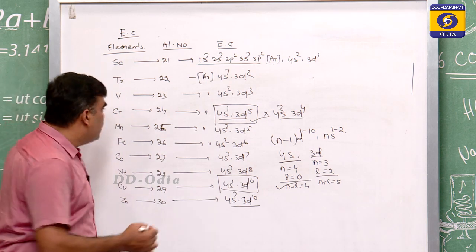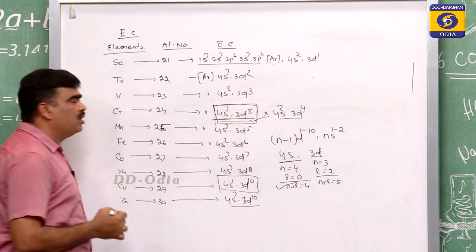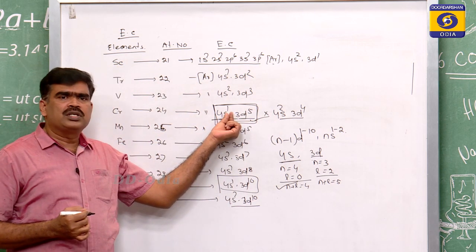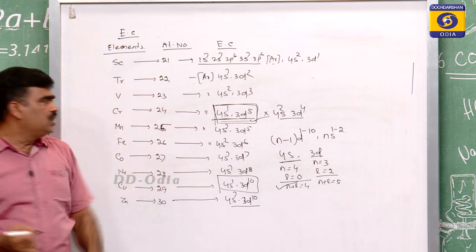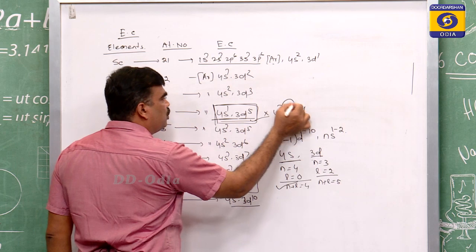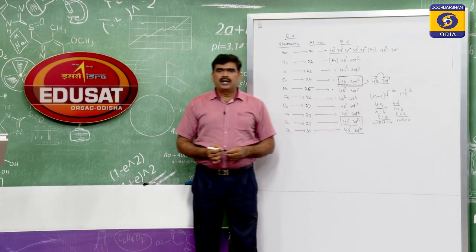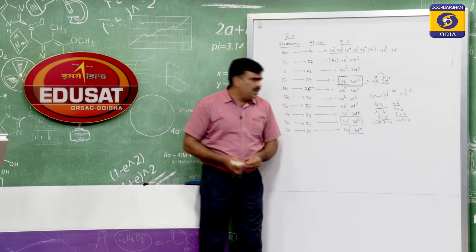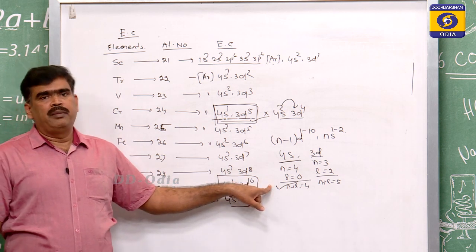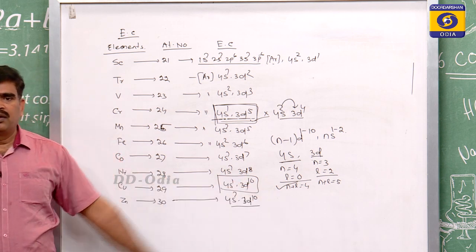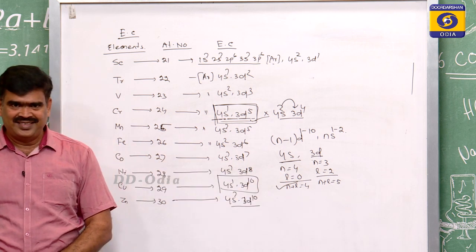But in the case of chromium and copper, this is a special configuration, an exceptional case, because the energy difference between 4s and 3d is very small. So the electron moves from 4s to 3d and makes it half filled. Both are half filled, and because of being half filled, they gain stability. Similarly, in the case of copper, the electron moves from 4s to 3d and makes it fully filled. That is why they are exceptionally stable and get extra stability.